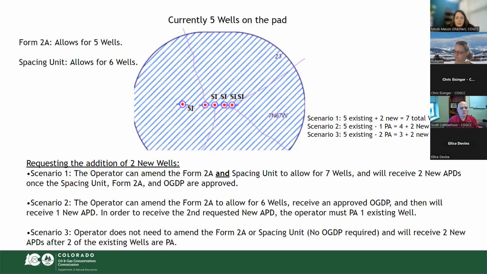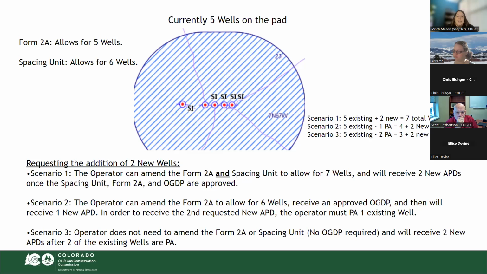Scenario 2 is the operator can amend the Form 2A to allow for 6 wells, receive an approved OGDP, and then will receive 1 new APD. But in order to receive that second APD that they're requesting, the operator must plug and abandon 1 existing well.